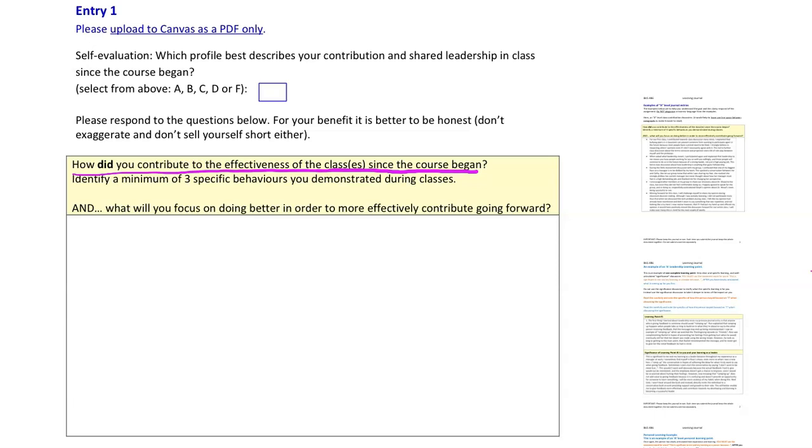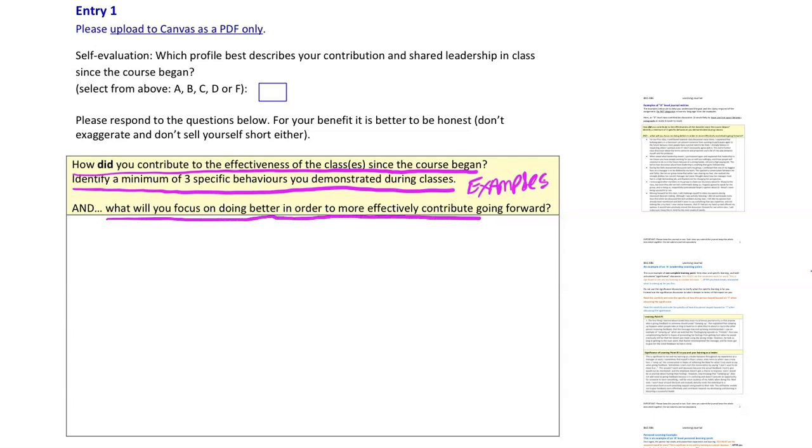We want you to identify a minimum of 3 specific behaviors you demonstrated during classes. And this is where you need to include examples. This is a minimum. I can tell you that A-level work, there's more than the minimum included, but it doesn't mean you need to write 10. But if you want to get an A, you likely need to write minimum 3, maybe 4 or 5, depending on how detailed and specific you are. And once you've done that, you'll write a couple of paragraphs on what will you focus on doing better in order to more effectively contribute going forward. There is always room for improvement.